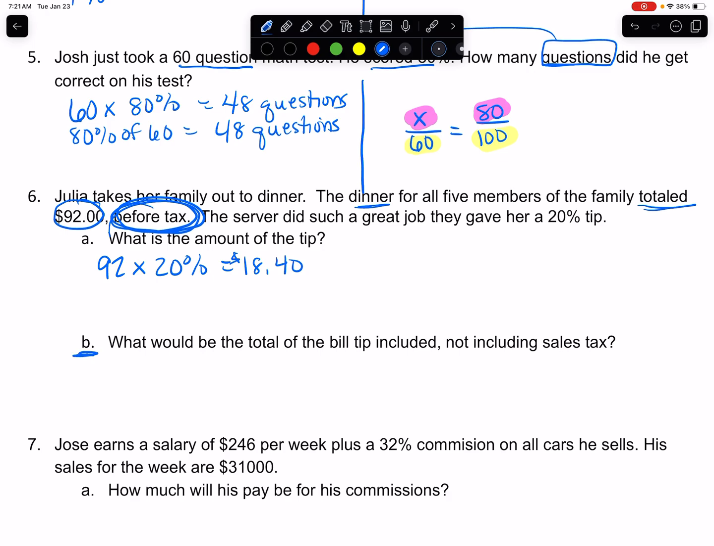Now this part B helps us out because it says what would be the total with the tip included. So that means I need to take the cost of my dinner, which was $92, and I have to add my $18.40 to it. So my meal cost me $110.40. I like that this one was lucky and broken into pieces for you so that you don't have to think as hard. But it's making you realize how to think when you take your test.